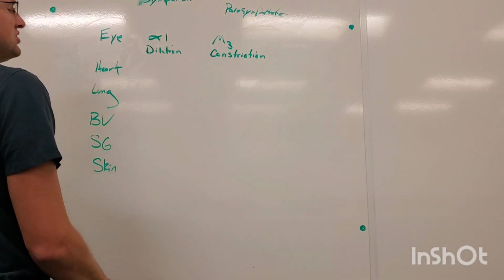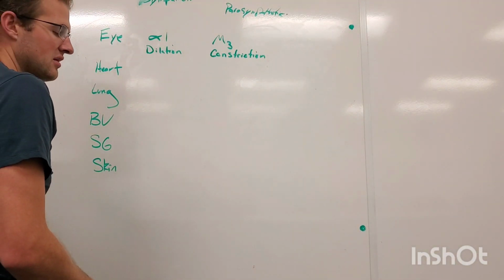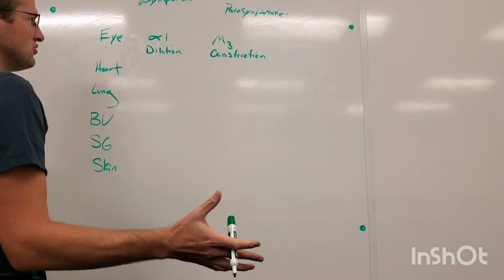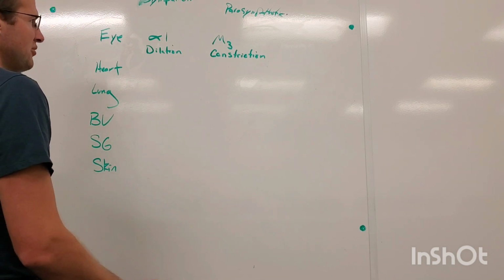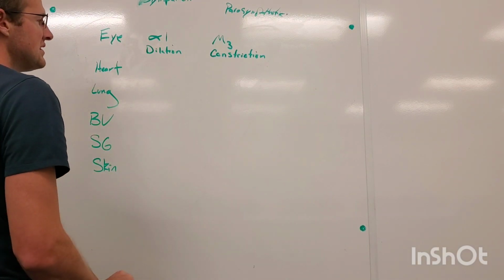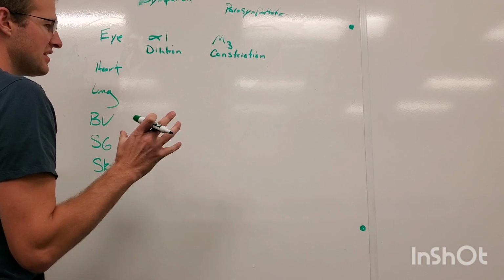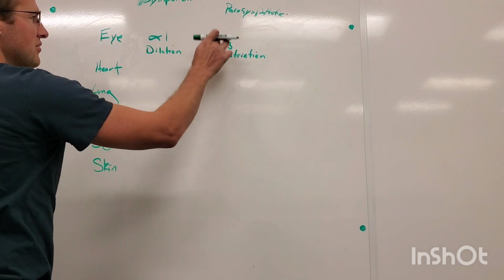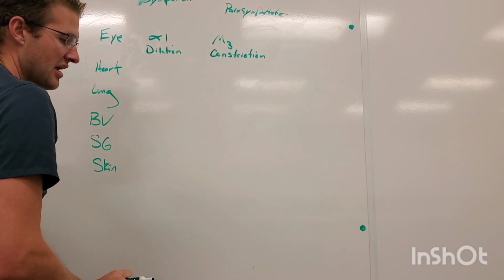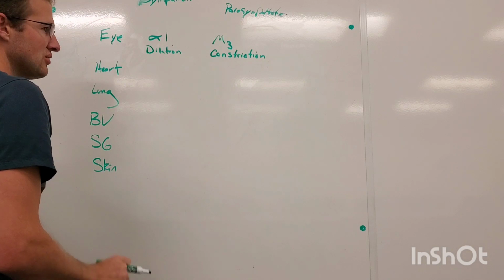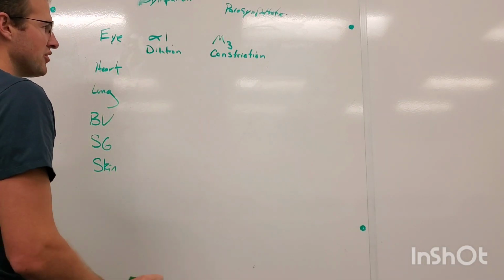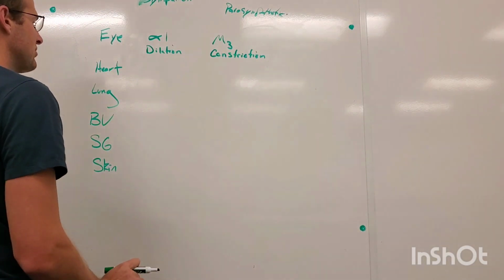And it's possible to do these at the same time, as what happens when you go to an eye doctor. They'll put in an alpha 1 agonist that will dilate the eye, and then if they put an M3 antagonist, that will also dilate the eye even a little bit further because it's inhibiting any constriction that's happening.